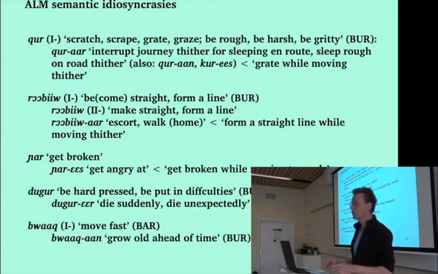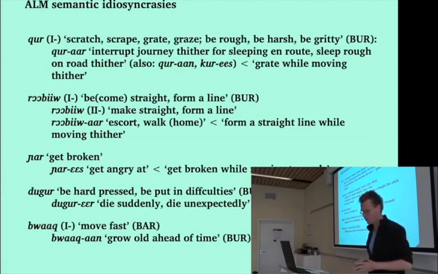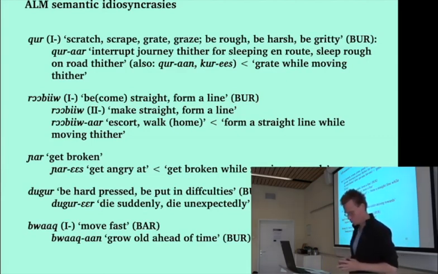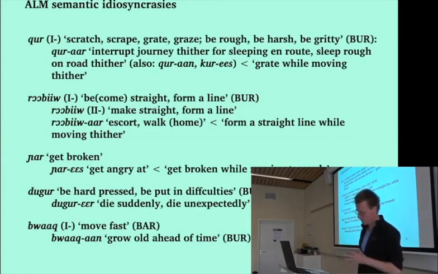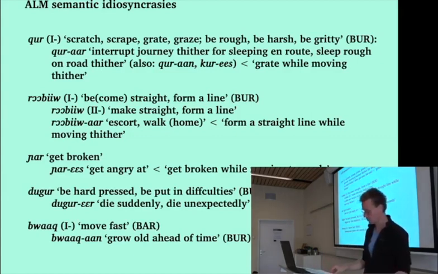And another example, this will be the second to last example, the core meaning of the derivational base robiu, to become straight, derives a causative, which has the same form, to make straight. And this derives a centrifugal alm robiuar, which means to escort or to walk home, whose meaning could be decomposed into to form a straight line while moving thither. Maybe I'll leave it at that. The lesson we can learn from this is that these lexicalizations reflect the impact of common experience on language structure in Datooga, and on lexicalizations specifically here.